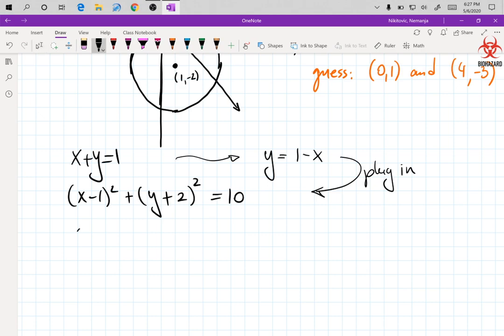So what do I have? I have x minus 1 squared plus, instead of y, I have 1 minus x, and I have plus 2 squared equals 10.